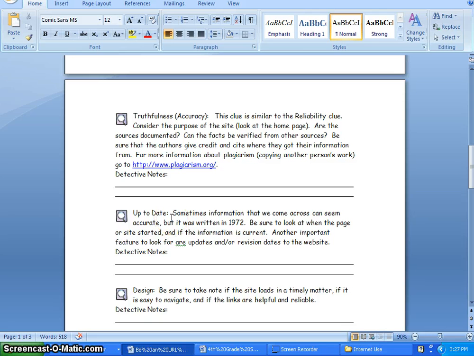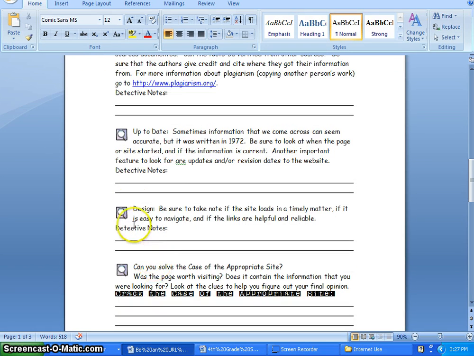The next step is up to date. Sometimes information that we come across can seem accurate, but it was actually written in 1972. Be sure to look at when the page was started, and if the information is current or updated. Another important feature is to look for updates or revisions. Write any information found under detective notes. Design. Be sure to note if the site loads in a timely manner, if it is easy to navigate, and if the links are helpful and reliable.